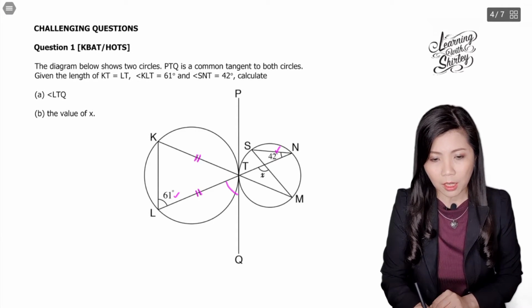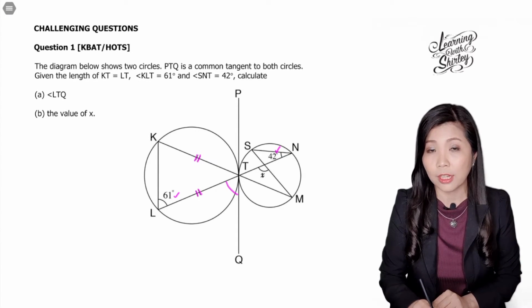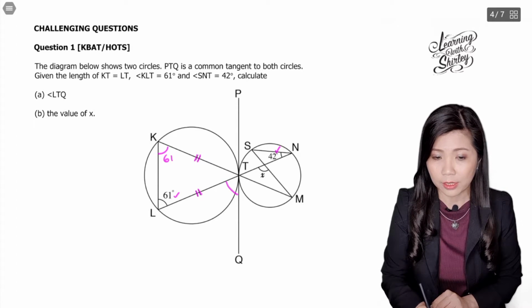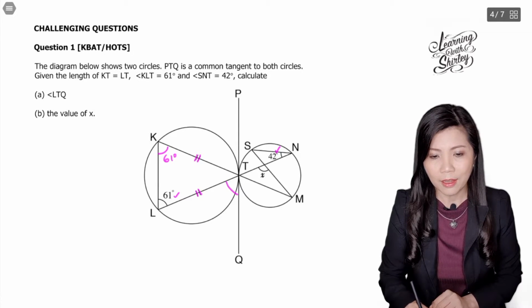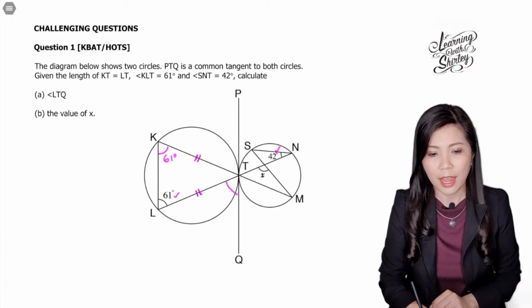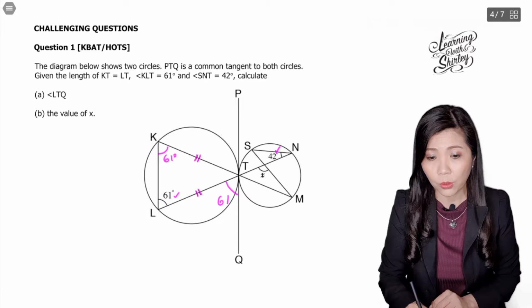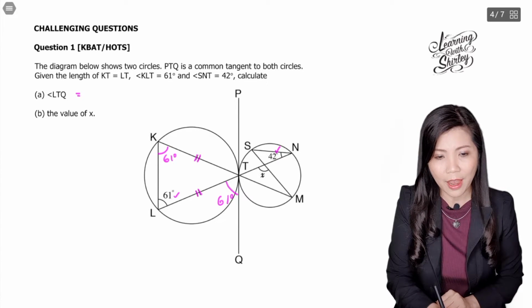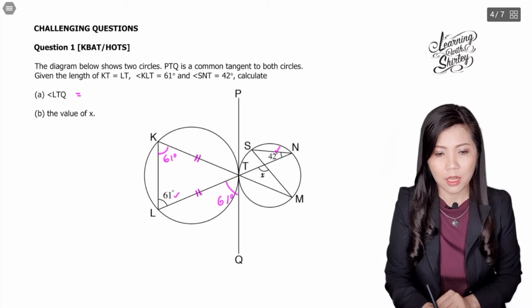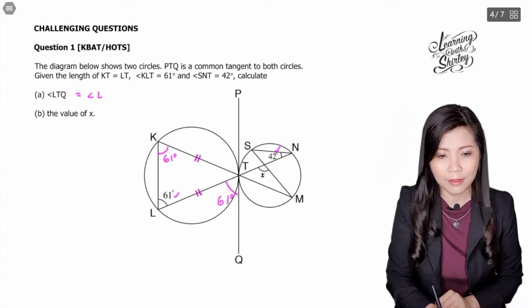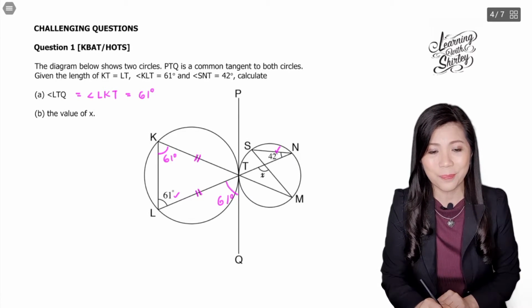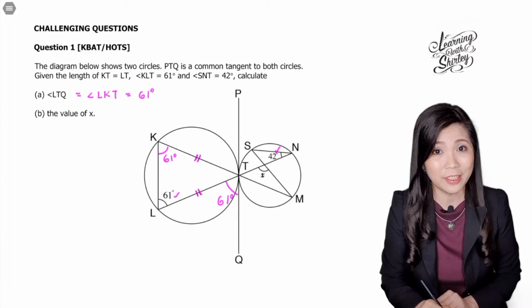Because the length of KT equals the length of LT, therefore this is 61 degrees. And then according to the properties of circles, the angle LTQ is also 61 degrees. So here, I'm going to write angle LTQ is equal to angle LKT, and therefore is equal to 61 degrees. This is very simple. It's not that challenging though.